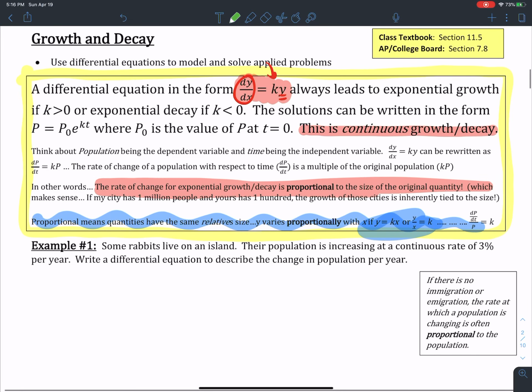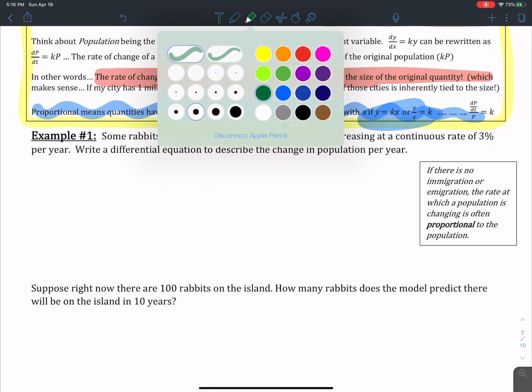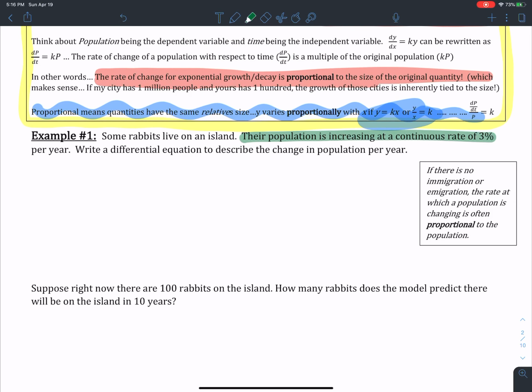So the first type of example I want to go through, just so we can remind our separation of variables, and then we're going to be solving things fairly quickly with that method. So in this one, it says rabbits are living on an island, and it explicitly tells us that they are increasing at a continuous growth rate of 3%.